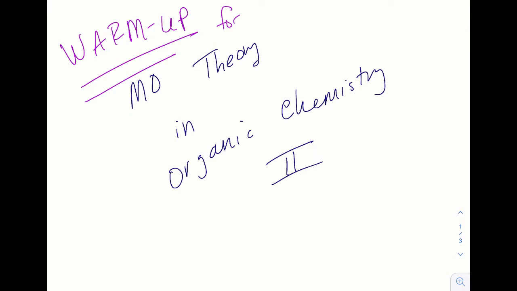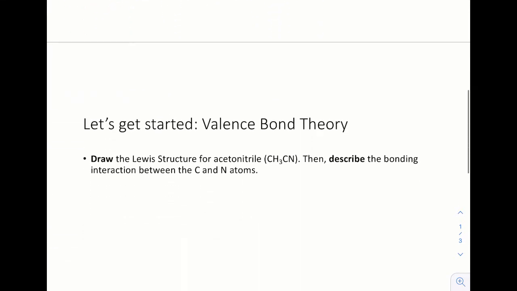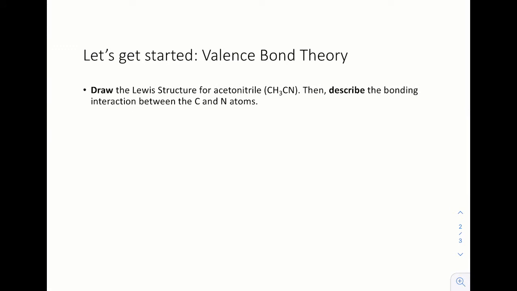We'll work two quick practice problems here to get us warmed up to apply molecular orbital theory in organic chemistry too. All right, let's go. Take a minute, pause, and answer this question just as best as you can. This warm-up will work the best if you actually try yourself and then work through it with me. All right, see you in a few minutes.